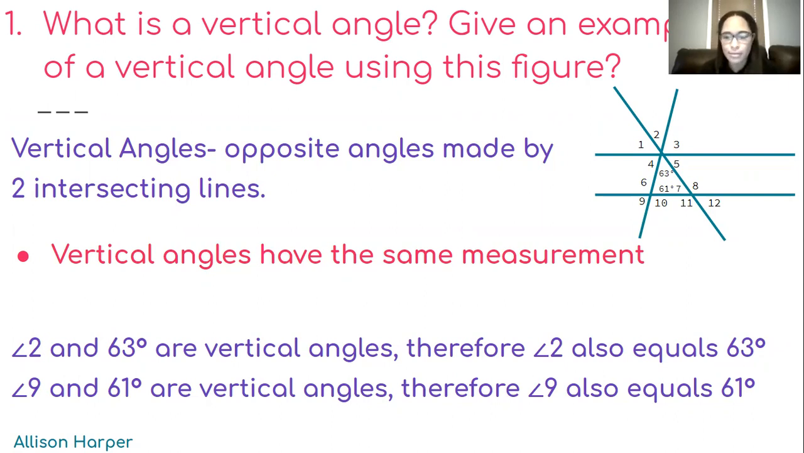And another example of a vertical angle here is angle 9 and our given measurement of 61 degrees. So angle 9 will be 61 degrees as well. Very good job. Thank you.